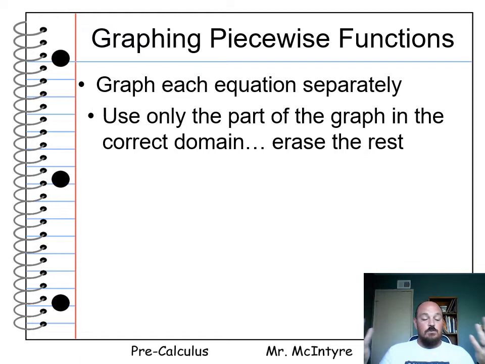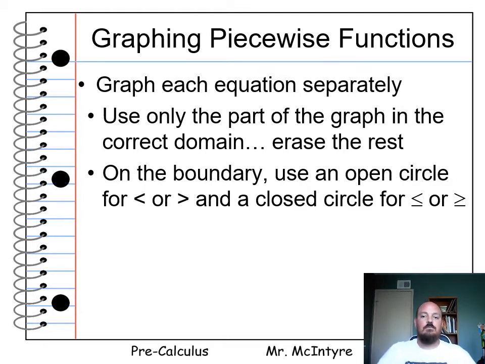Now, the best way to do it, especially if there's 3 or 4 or 10 parts, is to graph the entire thing and then erase the part that you don't need. Now there's one extra step here. When you're doing these piecewise functions, you're going to be drawing this graph and it's going to be going, going, going, and then all of a sudden it's going to stop. It's going to stop right somewhere. It's going to cut off.